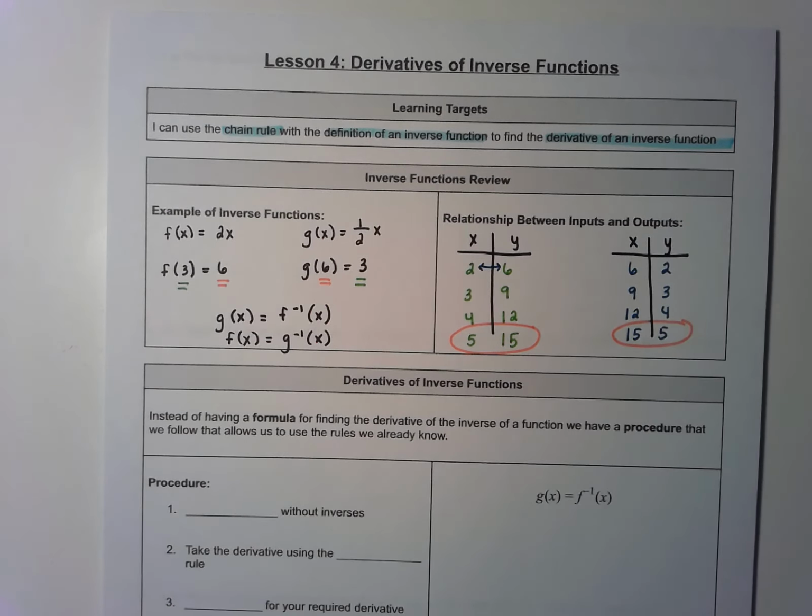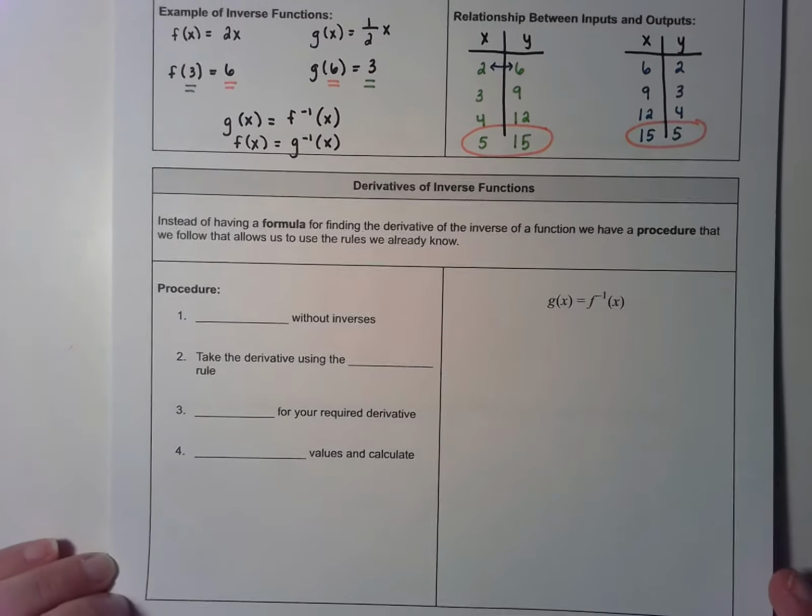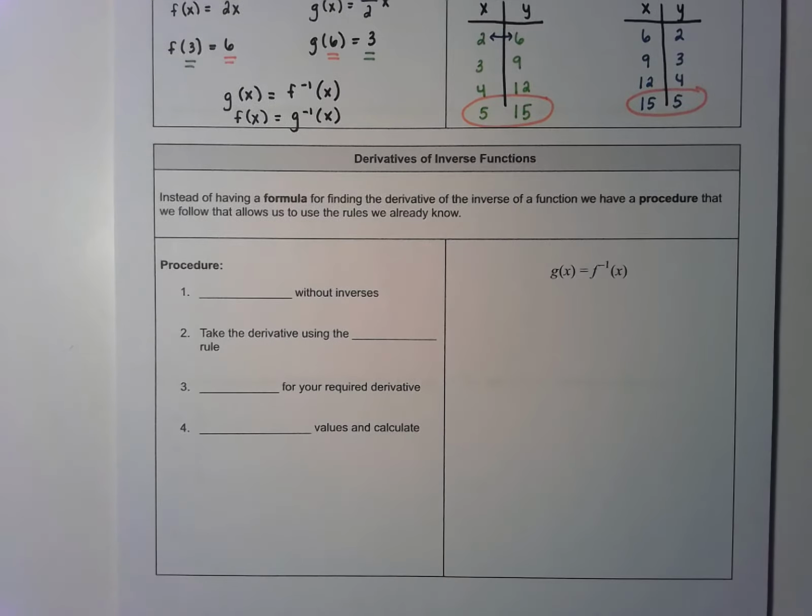Okay, instead of having a formula to find the derivative of an inverse function, which is what we have for a lot of things, right? Like we know that the derivative of sine is just cosine. It's just a rule. Instead of having a formula or a rule, we have a procedure that allows us to find these derivatives using the rules we already know. So instead of learning more rules, we're just going to follow this process and use the rules we already have. Think about this as being very similar to implicit differentiation. It's not a new thing. It's just a follow-up to what we already know.